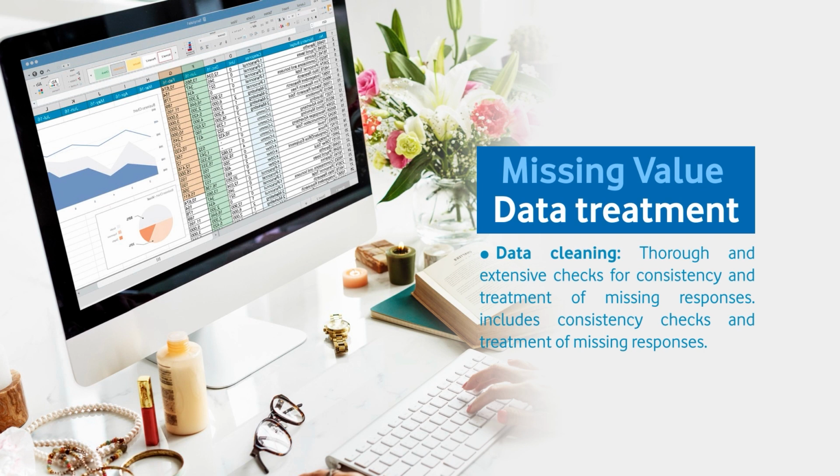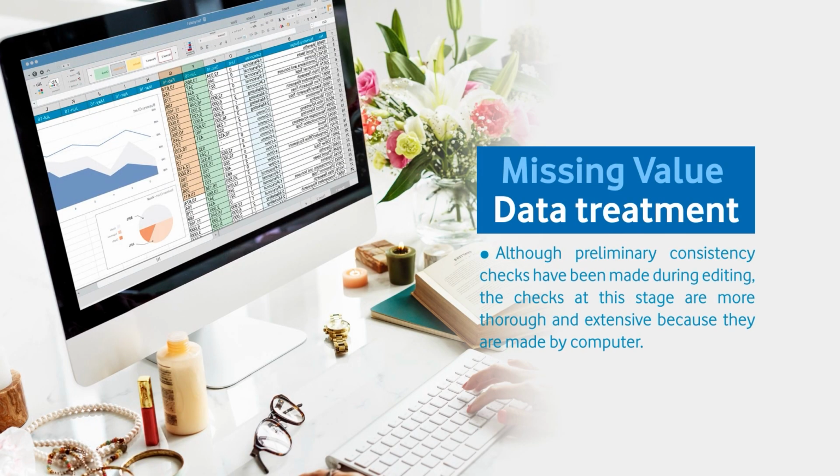So coming to the point of data cleaning, it always talks about thorough and extensive checks for consistency and treatment of missing responses, because in the data cleaning process we are always concerned about consistency and the treatment of missing responses. Although preliminary consistency checks have been made during editing, the checks at the stage of data cleaning are more thorough and extensive because they are made by the computer.